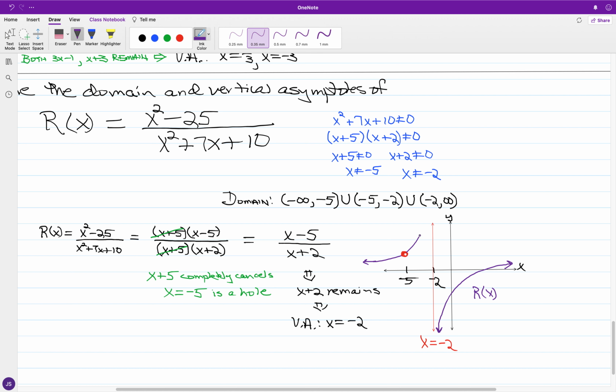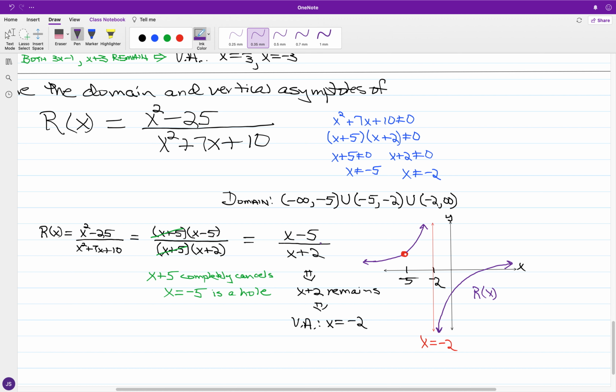Again, for the rest of the graph of R of x, you have it running tangent to the vertical asymptote, x is equal to -2. So again you have two exclusions from the domain, and the destination is either a vertical asymptote, which it will be if the corresponding factor does not cancel. But if it does cancel out completely, then it becomes a hole in the graph.